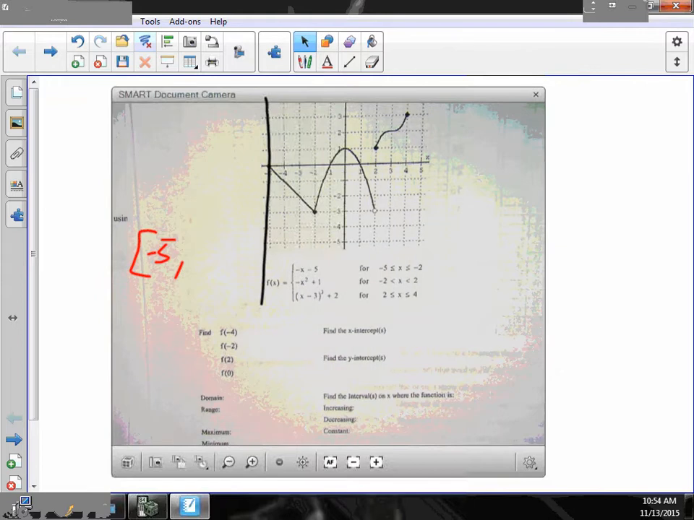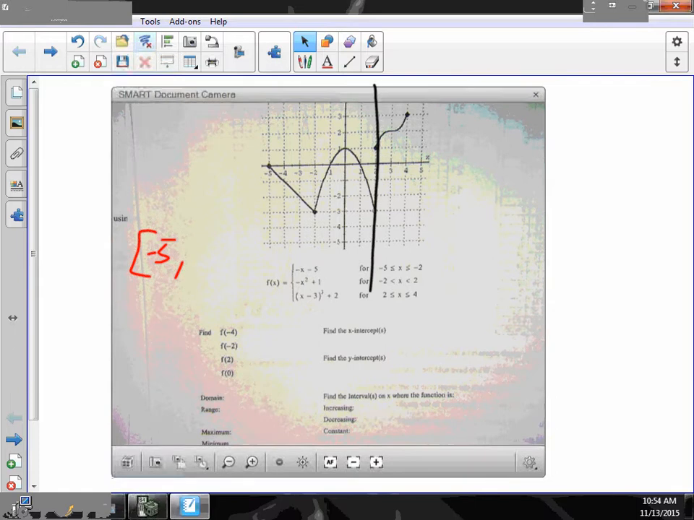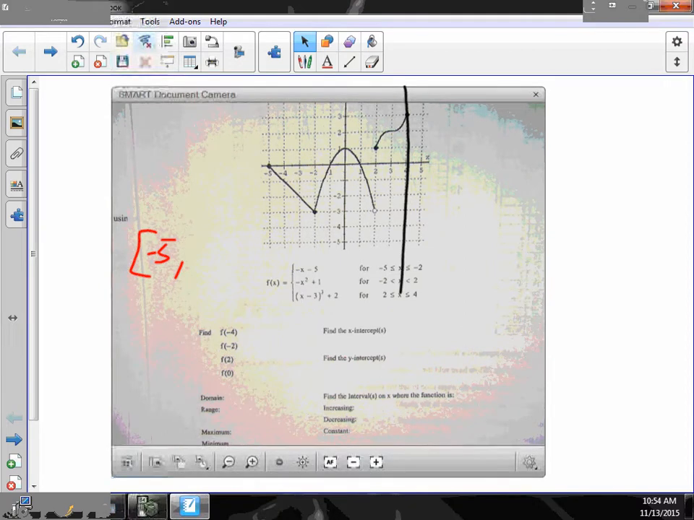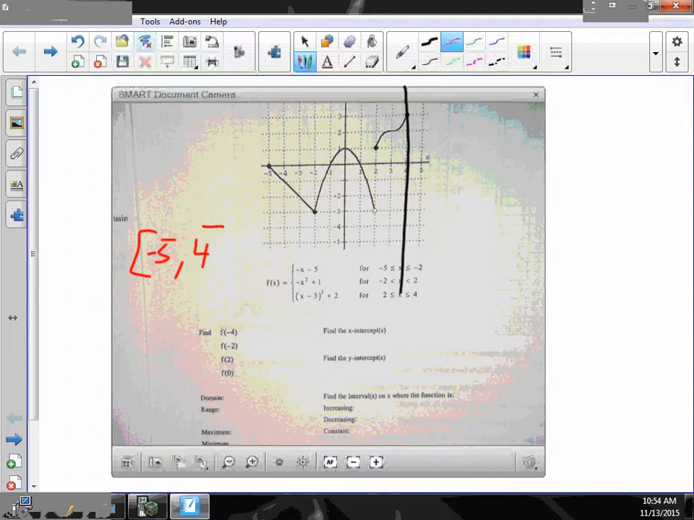And then does it hit all of these? What about 2? Does it hit at 2? Well, it misses the bottom, but it does hit the top, so that's still okay. When does it stop hitting? That's where it stops hitting. Does it actually hit when x equals 4? Yes, because it's a closed circle. So -5 to 4 is the domain.